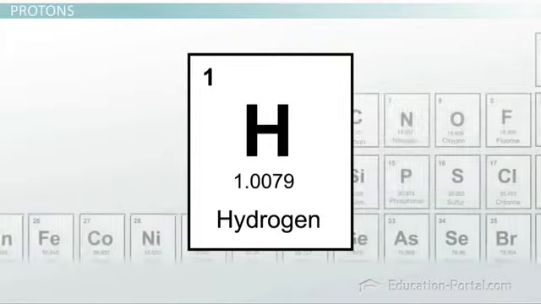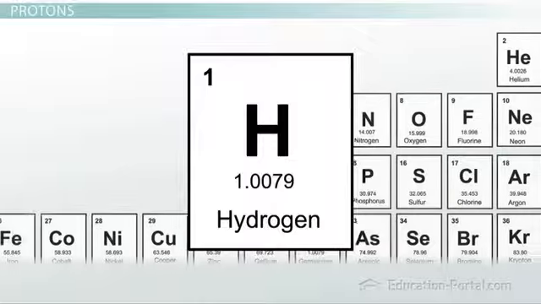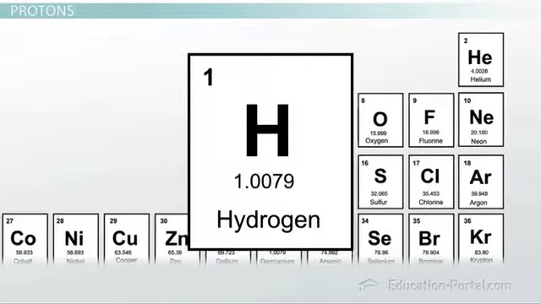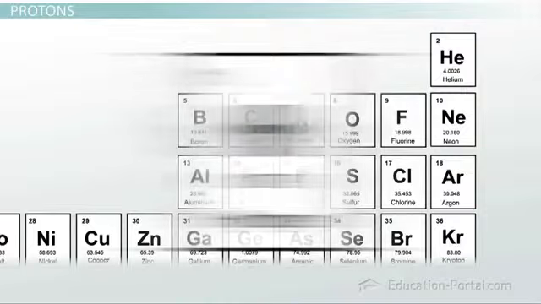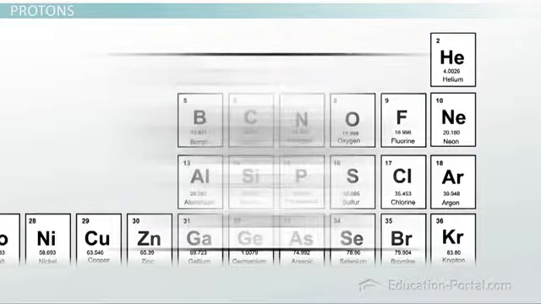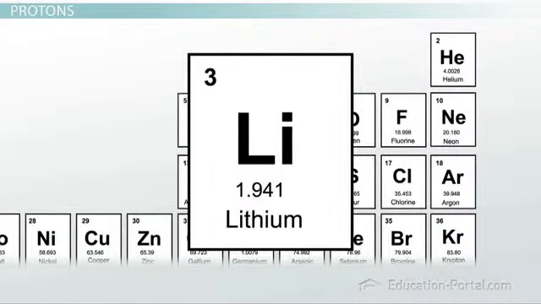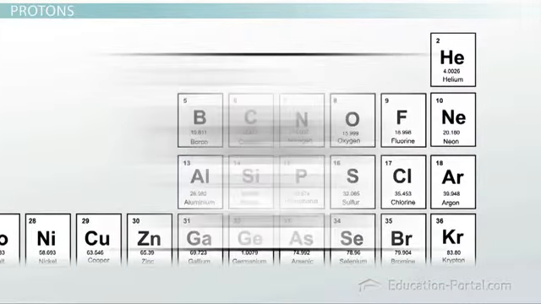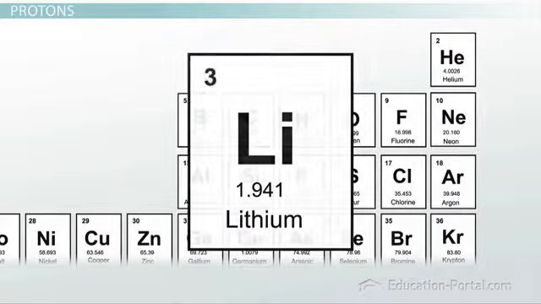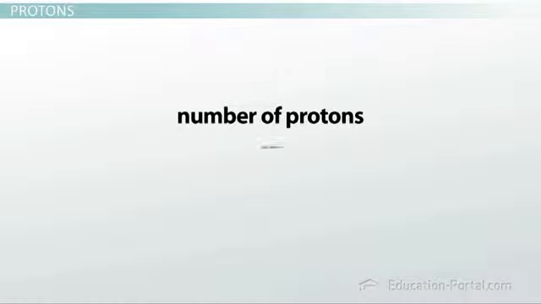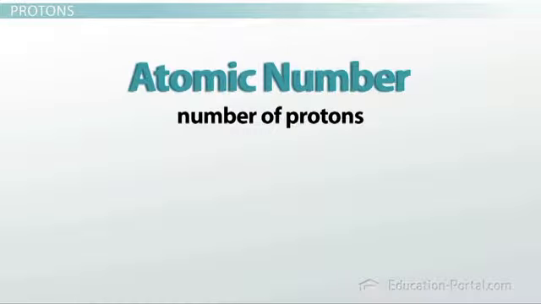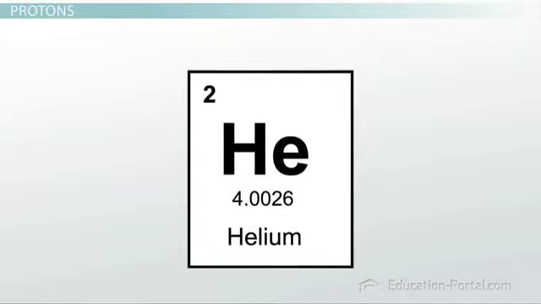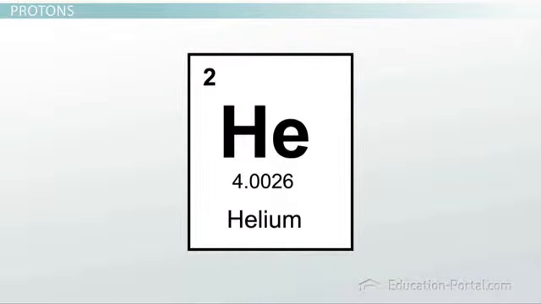You may notice quickly that this number is increasing by 1 as you move from left to right and top to bottom on the periodic table. So helium has the number 2 in its box, lithium has the number 3, and so on. This means that all atoms of helium will have 2 protons, and all atoms of lithium will have 3 protons. The number of protons is called the atomic number, and it is really special because it gives the atom its identity. Keep in mind that not all periodic tables are exactly the same, so some may have the atomic number for each element in a different location.